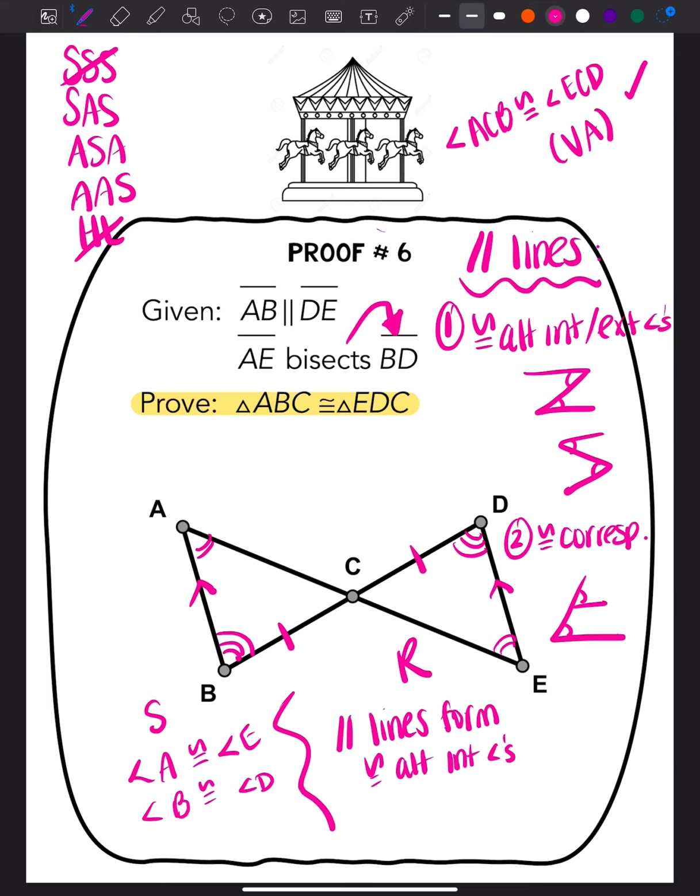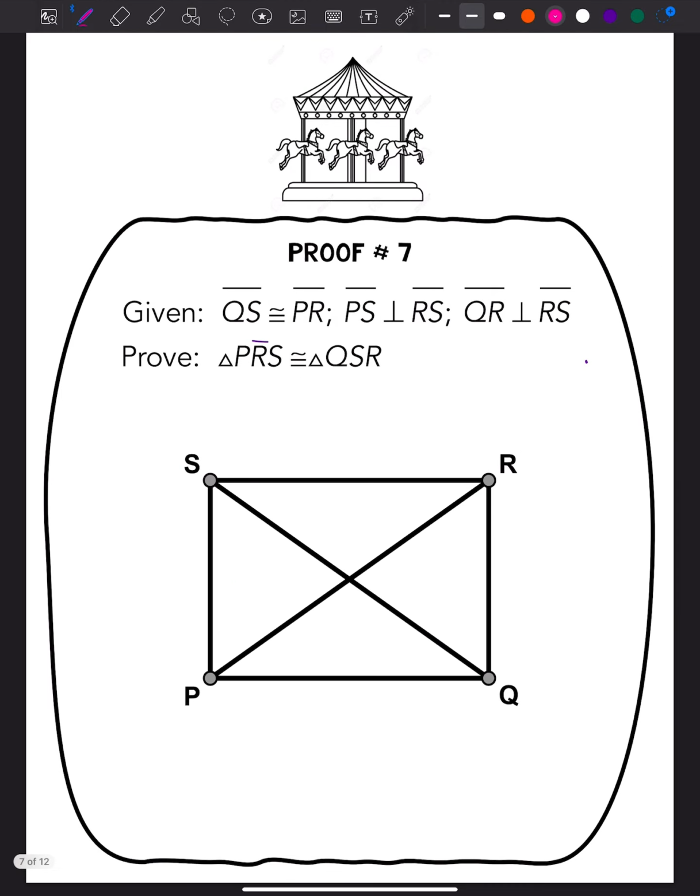So I want you to go ahead and write this proof out. You have all that you need, and upload it to the stream. Next, we have number 7.